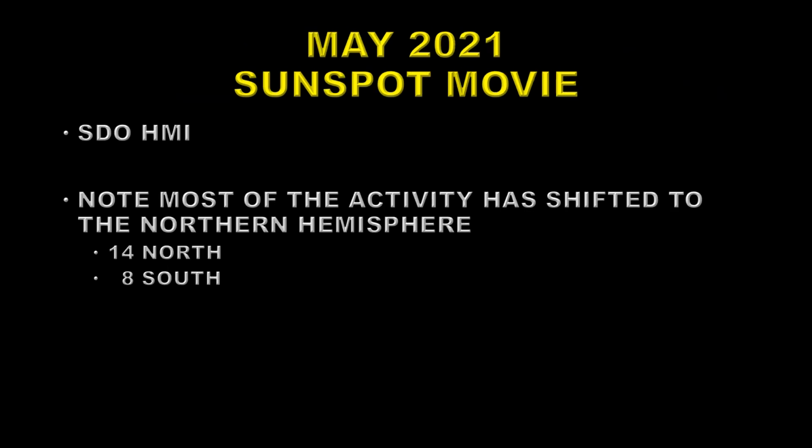Seeing as we're dealing with sunspots, let's first of all start with the sunspot movie. This is data from the Solar Dynamics Observatory HMI instrument, the optical channel. Note that most of the activity for this month has shifted to the northern hemisphere. It produced 14 sunspot regions, whereas the southern hemisphere, which has been dominant up to now, has only produced 8.